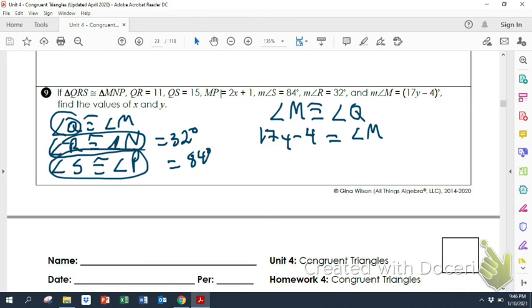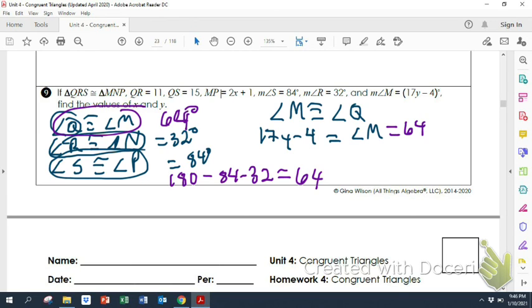So we're going to use our angle sum theorem. And we know that 180 degrees minus 84 minus 32 is going to give us 64 degrees. And if we know that it's 64 degrees, that is the value of what these two angles are. So angle M is 64 degrees.